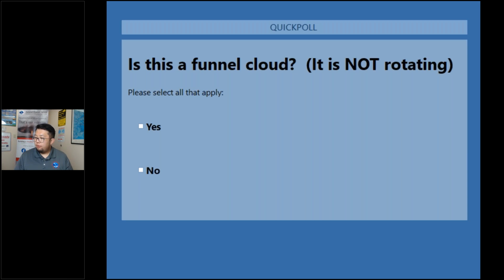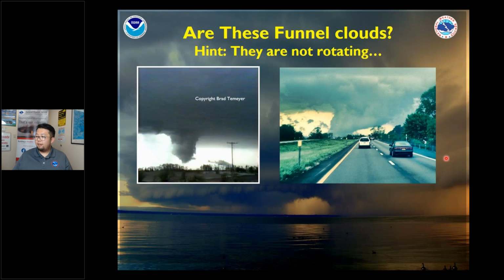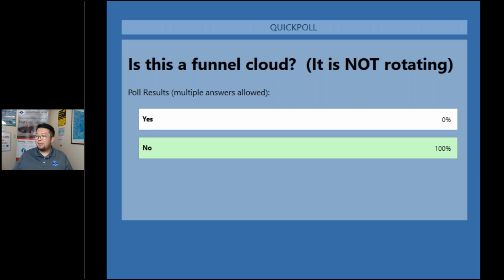So it looks like most of you have voted. I'll give it another 5 or 10 seconds before I go ahead and close the poll. 3, 2, 1. All right, I'll close the poll. And hopefully these polls show that I'm doing a good job here.